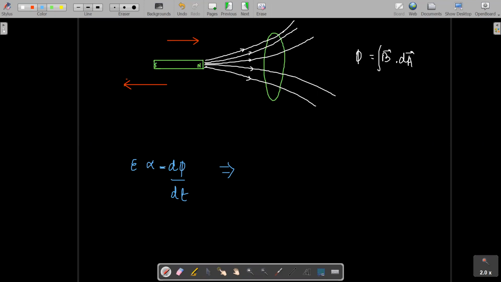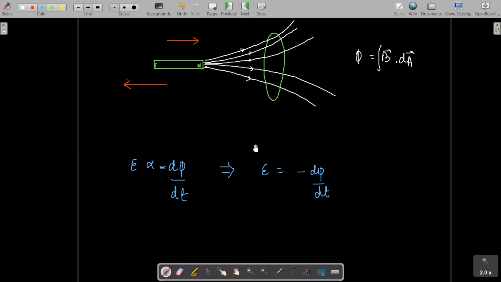Actually, Faraday's law is single-handedly enough for the calculation of this EMF induced, the value of EMF induced and the direction also. But we'll use Lenz law for the calculation of direction because that is easier. So EMF induced is equal to minus of d phi upon dt. D phi upon dt is the rate of change of flux, and this minus sign represents that whatever the change in flux, the EMF induced will try to oppose it.